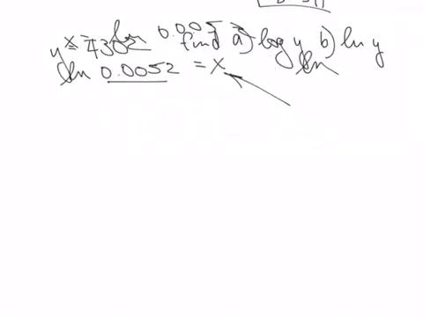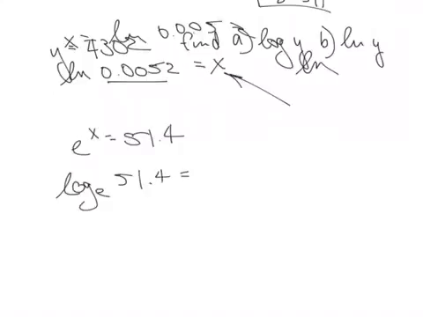Alright, so for B, it gives us e to the x equals 51.4. Now I personally would rather write this in logarithmic form, so I'm going to write this as the log with the base e of 51.4 equals x.